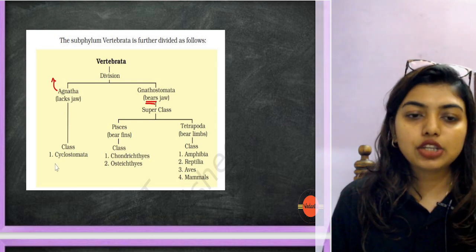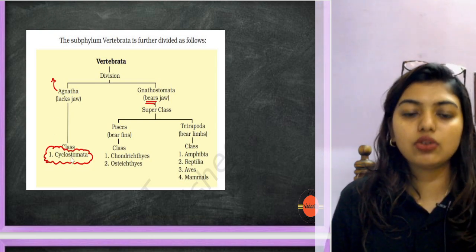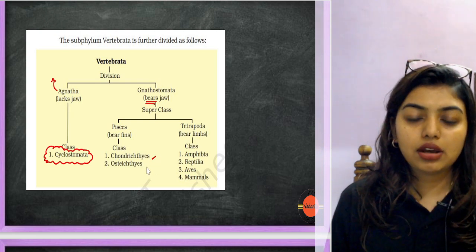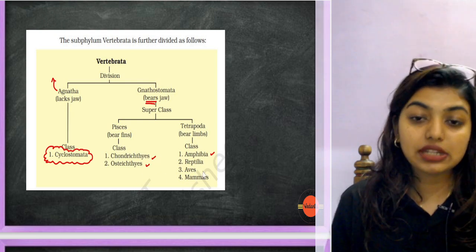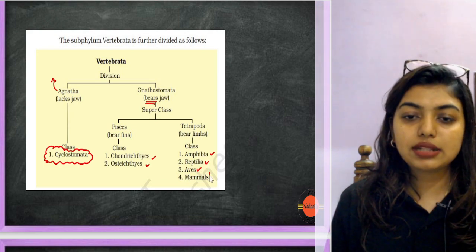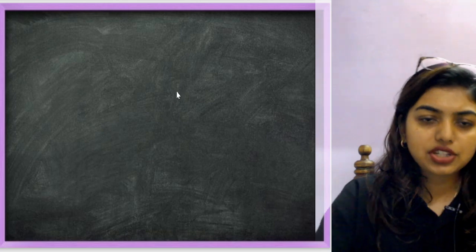Under Agnatha, you have Cyclostomata. Okay, only one class called Cyclostomata. Here you have cartilaginous fishes, bony fishes. Then under Tetrapoda, the ones which have limbs. Okay, amphibians, reptiles, aves and mammals. Such an easy classification. Yes or no? Easy classification.